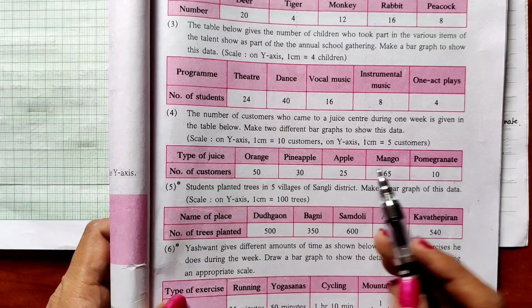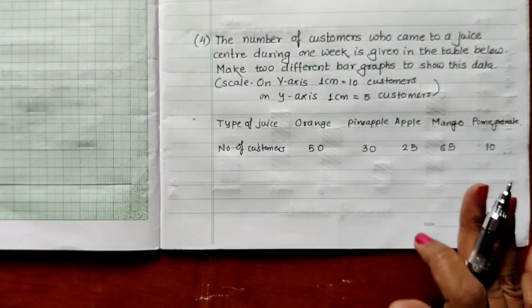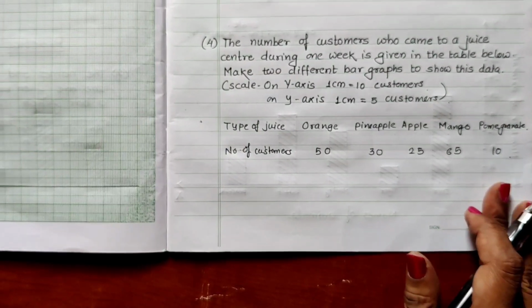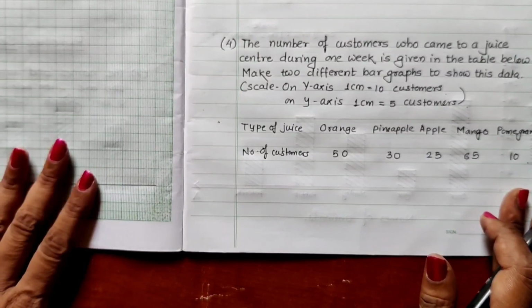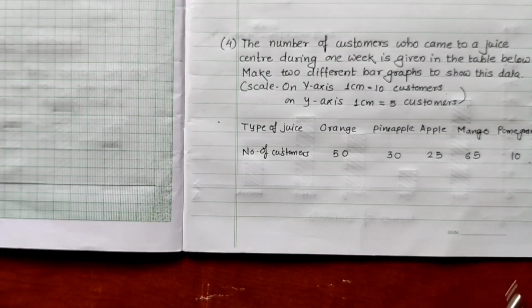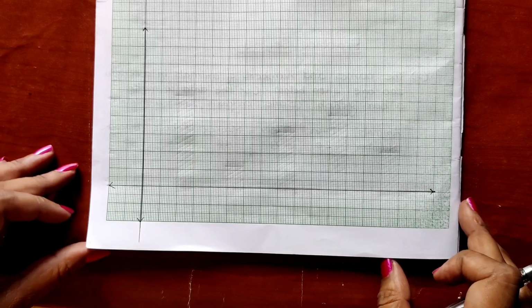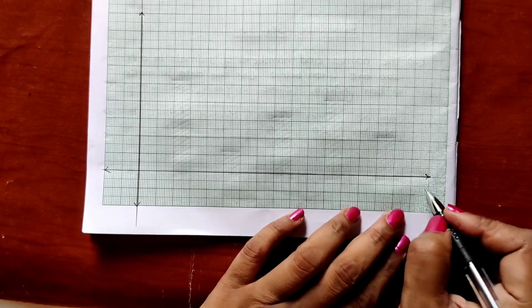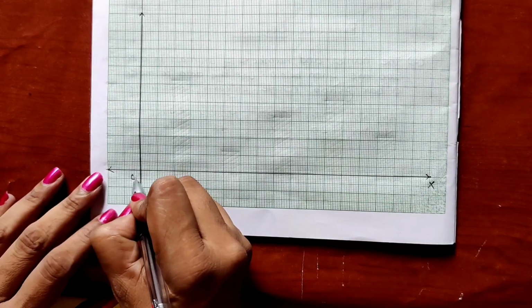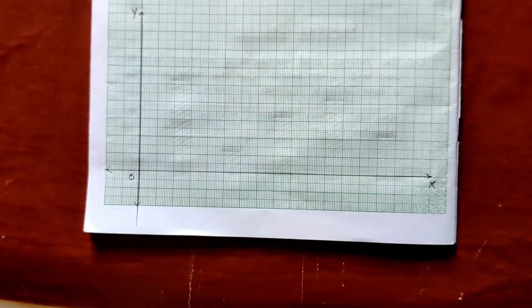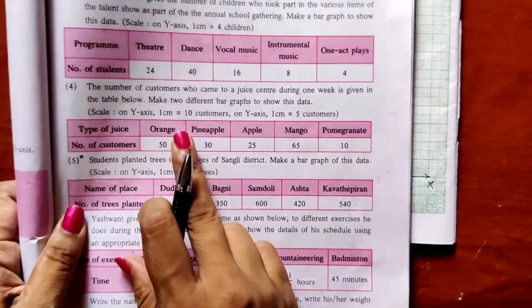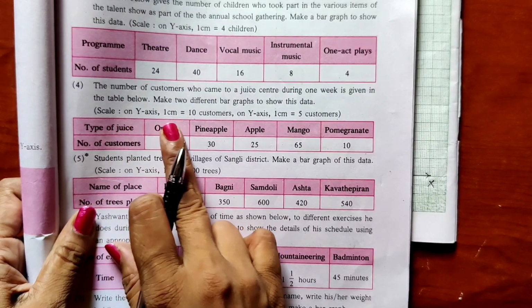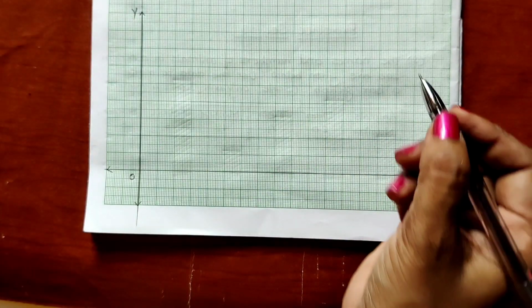number of customers. So as usual I have written the question on my line side and I will be drawing the graph on my graph side. So let me fold it and I will be showing you. This is x-axis, this is 0, this is y-axis. First we will be drawing graph of scale on y-axis 1 centimeter is equal to 10 customers.